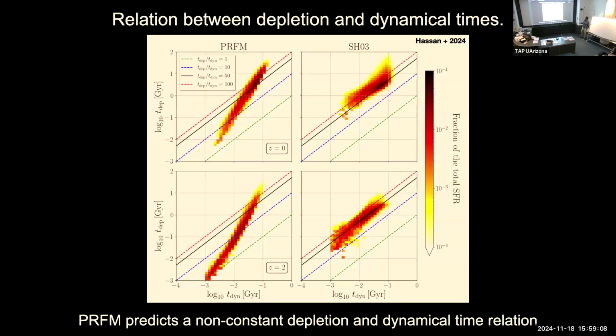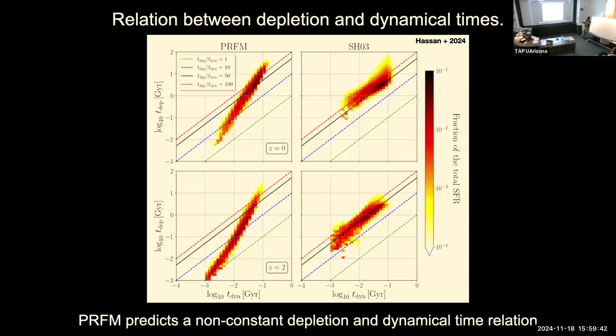And then as a reference line, we know traditionally that there is maybe a relation between the depletion time and the dynamical time. So for a reference line, we plot this line, whether it's 1%, 10%, 50%, or 100% of that. And then we compare, right? So, okay, let's look at the Springel and Hernquist model. This is also color coded by the total fraction of star formation. So anything light is the outskirts of galaxies, anything dark is the center of galaxies, okay?